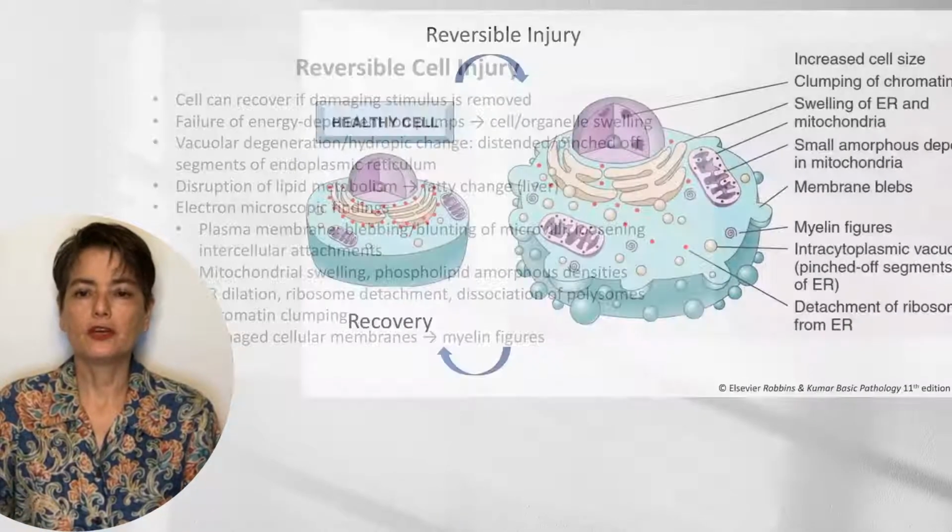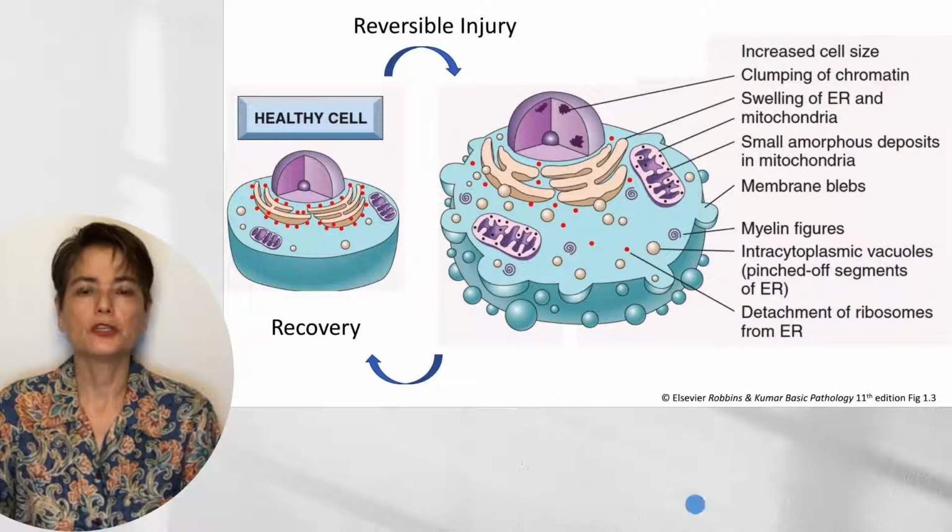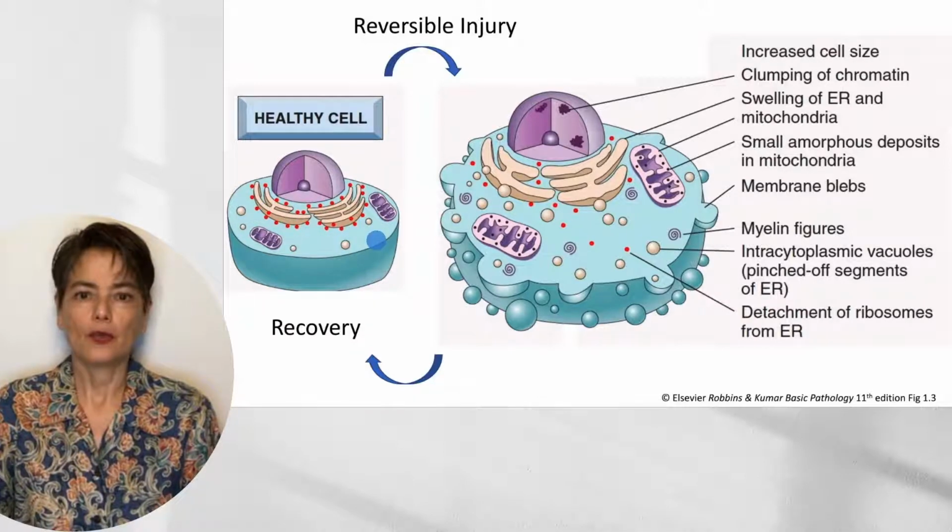So let's take a look at a figure, which I think is much, much better than just words. Here we have our healthy cell. We have our nucleus, we have our endoplasmic reticulum. The little red dots here are the ribosomes.